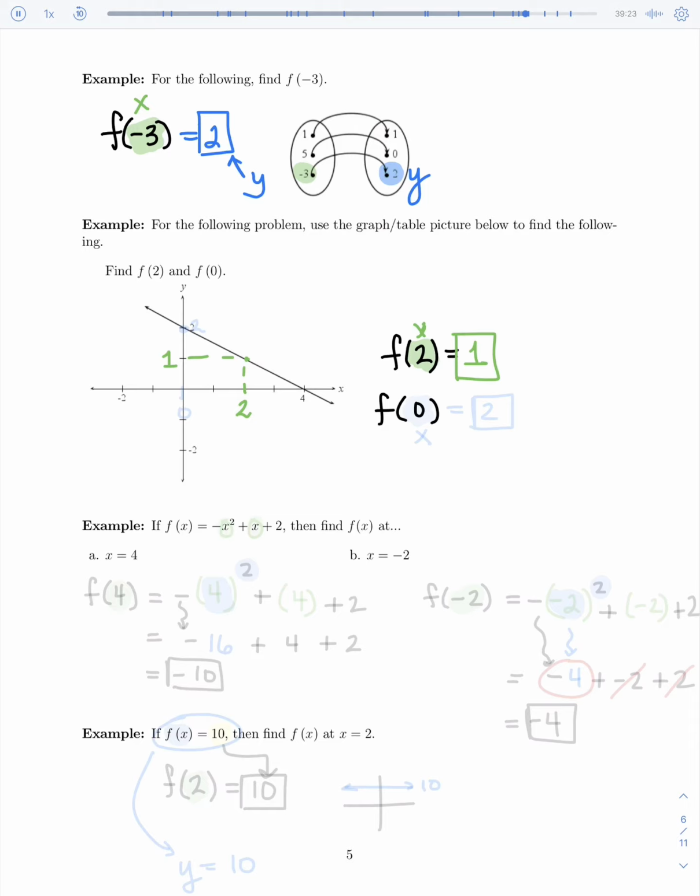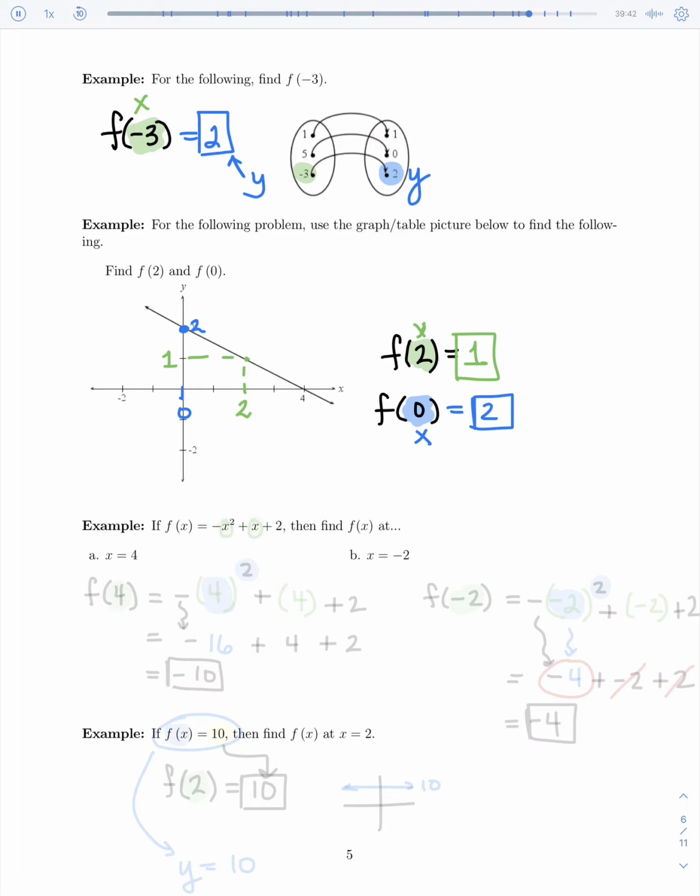The next one's asking, what about when we've got f of 0, which means when is x 0? Well, then we'll go to 0 on the x-axis, which is our graph is up here at +2. That means our y value will be 2 when x is equal to 0.